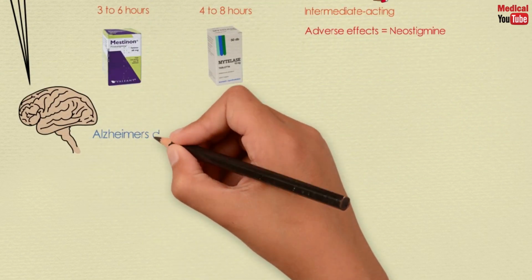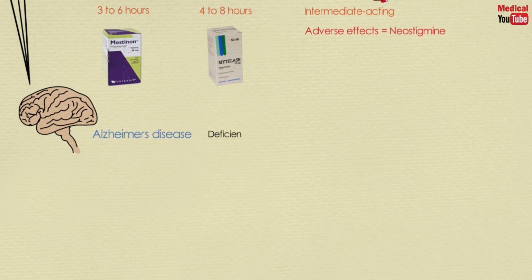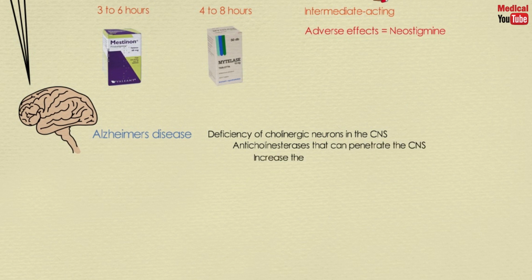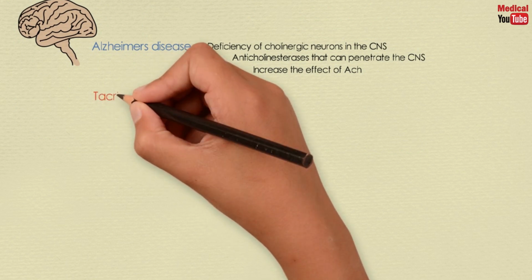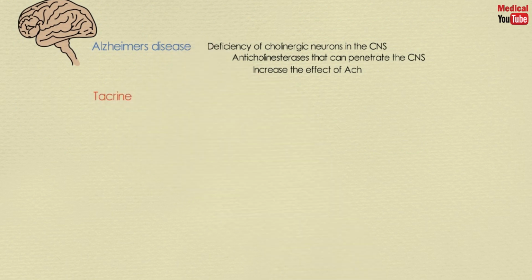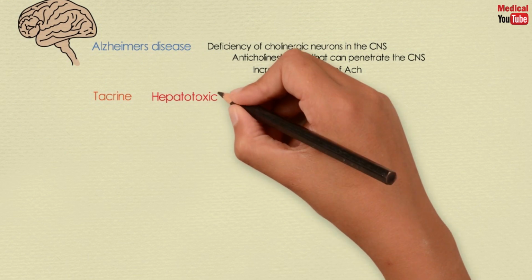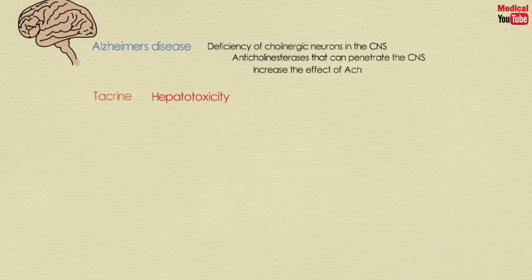Patients with Alzheimer's disease have a deficiency of cholinergic neurons in the CNS. This observation led to the development of anticholinesterases that can penetrate the CNS and increase the effect of acetylcholine. Tacrine was the first to become available, but it has been replaced by others because of its hepatotoxicity.